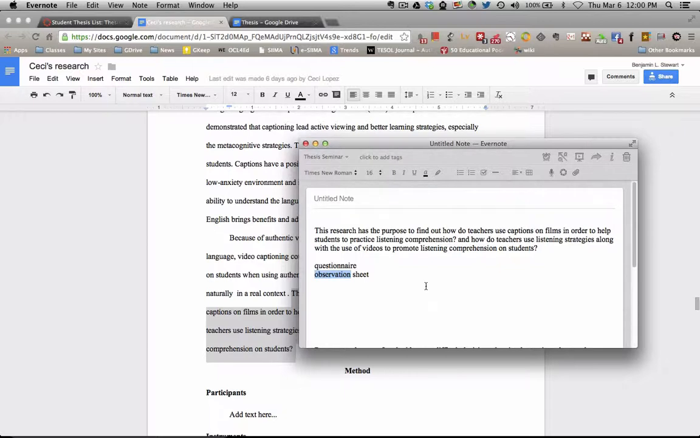But this way you'll be able to recognize when the video was being used and how, in the sense that maybe it was connected to a speaking activity that came later, or something like that.